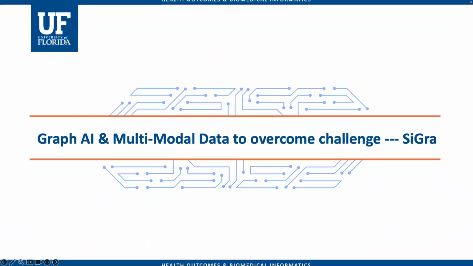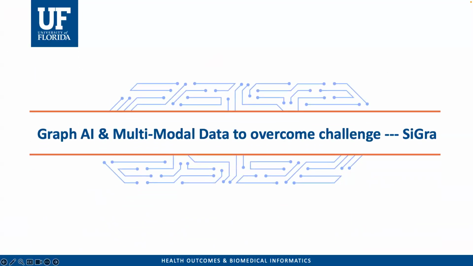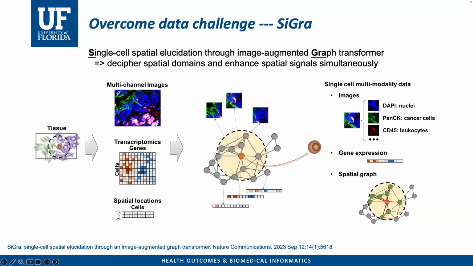And facing these issues, we have been working on this data using graph AI and multi-modal data to overcome the data challenges. That is the first study that we worked on, called the Seagram model. This is a paper published in Nature Communications in 2023. At that time, I think this was the first study that handled this multi-modal data. As introduced in the previous slides, we have the multi-channel images that image the cell signals. You can capture the cells and their morphologies through these multi-channel images.